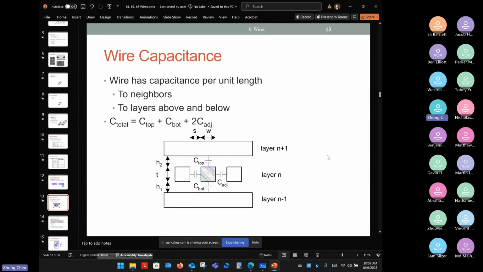Then you can also consider the capacitance here. You may wonder, I'm running a piece of wire, so why is there a capacitance there? I mean, there's no capacitor. So the truth is here, if you're running the wire, see for example here.